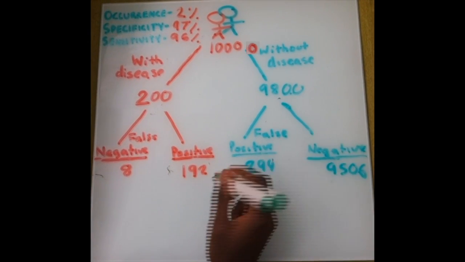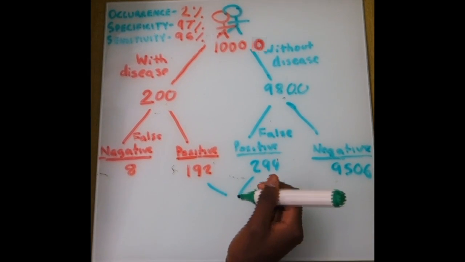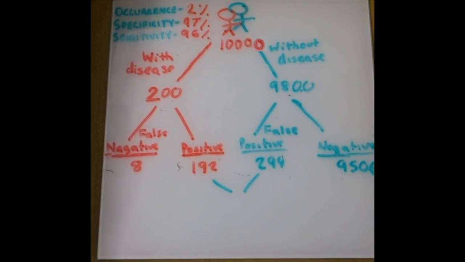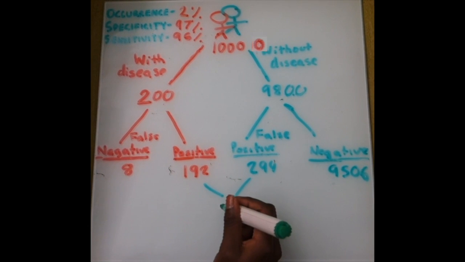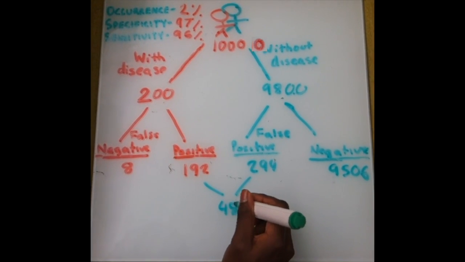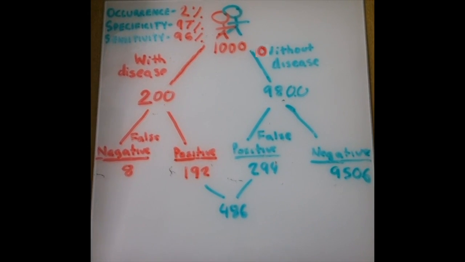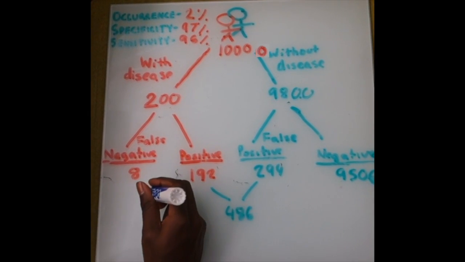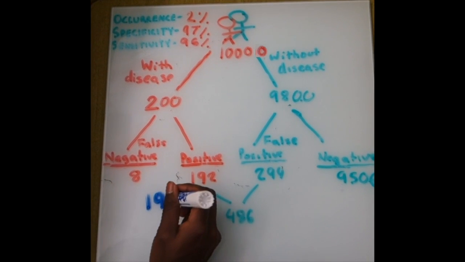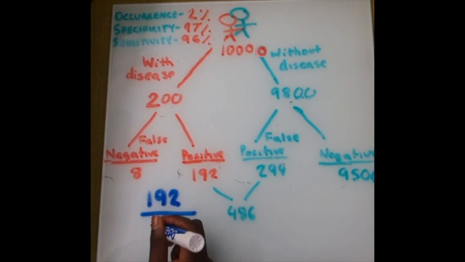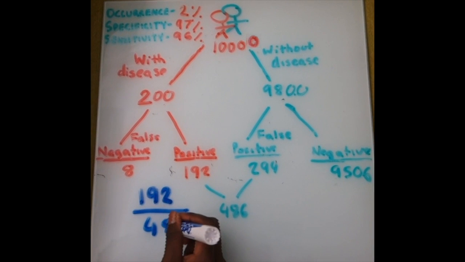Back to the original question. If you have a positive test result, how likely is it that you actually have the disease? Well, in this scenario, 486 people in total have tested positive. Of those 486, only 192 of them actually have the disease. So our probability is 192 over 486, or in other words, only 39%.